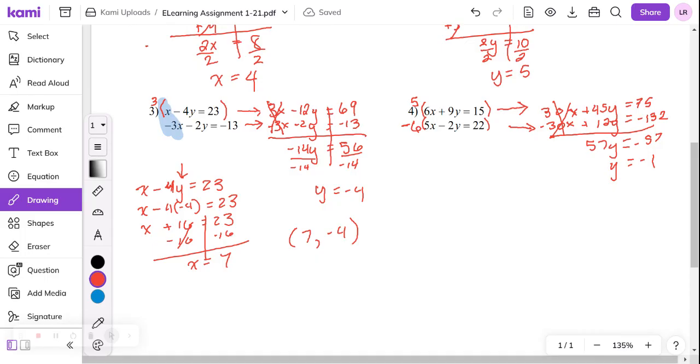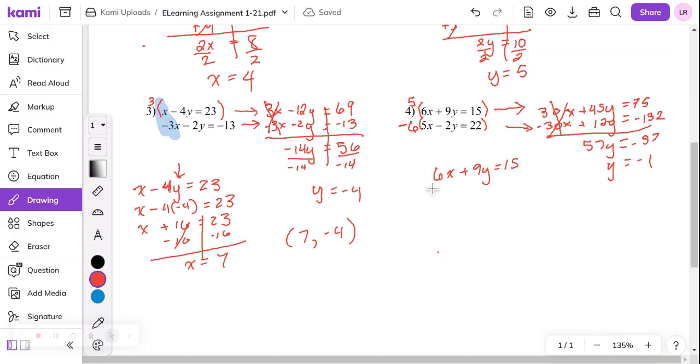So you decide which one you want to work with. I'm going to work with the top one. So I'm going to work with the 6x plus 9y equals 15. I know the answer for y is -1. So I need to plug that in. So I have 6x plus 9 times -1 equals 15. 9 times -1 is -9.